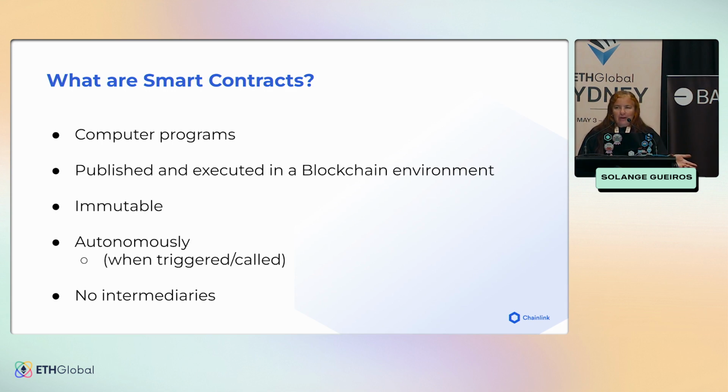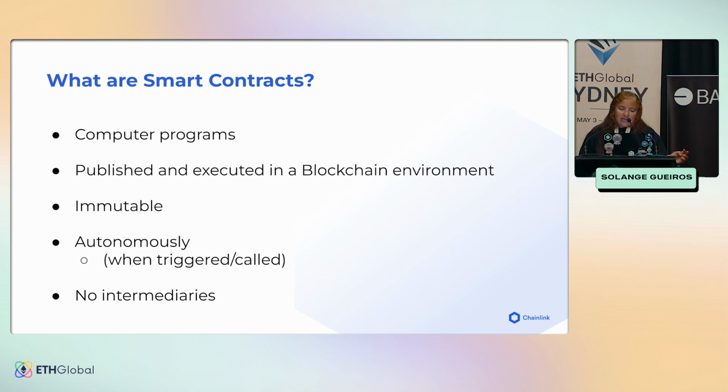So what are smart contracts? I used to say that smart contracts are computer programs, normal computer programs, but they are published and executed in a blockchain environment. And remember, we talked about the blockchain being immutable. So this smart contract, after it's deployed, is immutable. You cannot change the source code anymore.